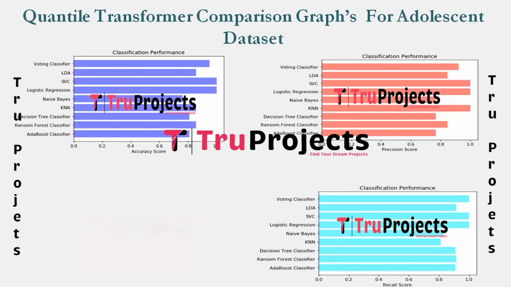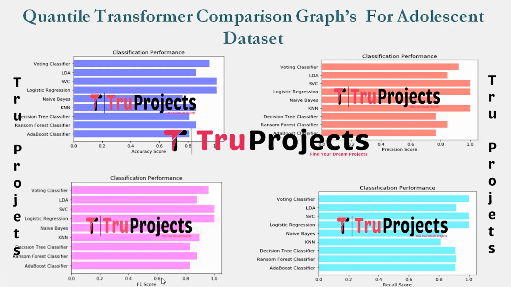Here on the x-axis we have the F1 score of each algorithm and on the y-axis we have algorithm names. F1 score is a metric that combines both precision and recall into a single value, providing a balance between them. It is the harmonic mean of precision and recall, and it is particularly useful when we want to strike a balance between minimizing false positives and false negatives.